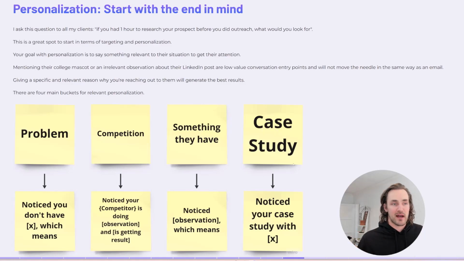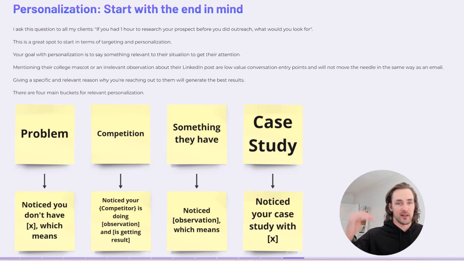Mentioning their college mascot or an irrelevant observation about a LinkedIn post are low value conversation starters and are not going to move the needle in the same way as an email that's giving a specific and relevant reason why you're reaching out, right? That's going to get the best results.